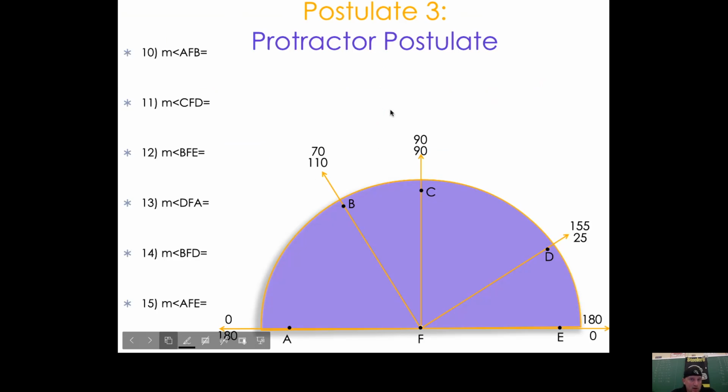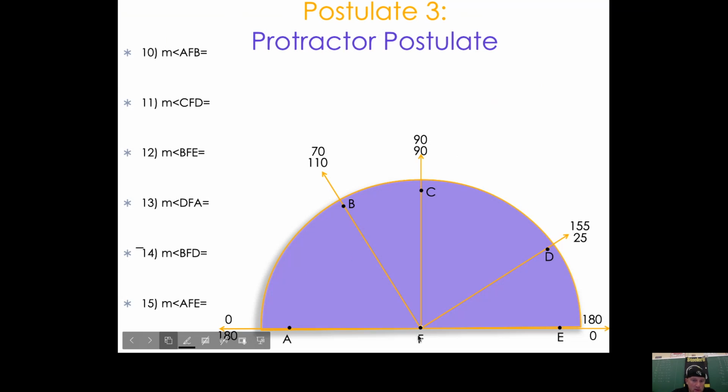Postulate 3 is the protractor postulate. It's a whole lot like the ruler postulate. Rulers help you measure segments. Protractors help you measure angles. So let's find the measure of, let me find a good one here. Let's find the measure of angle BFD.